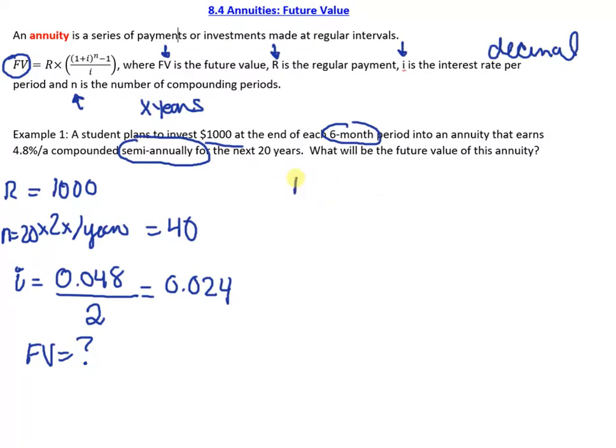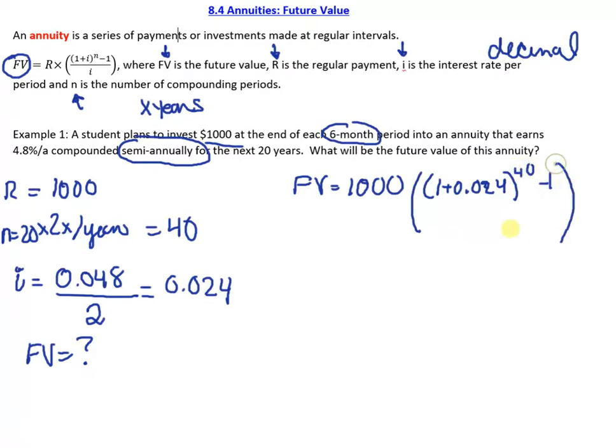The first question on every single one of these units is very easy. We just plug it in. I'm just following this formula up here. R is, I didn't even plug in R. Hold on, let's go back. R is 1,000. And then we're going to multiply that by 1 plus I, so 1 plus 0.024, raised to the exponent N, which is 40, minus 1. And then it's all going to be over 0.024.